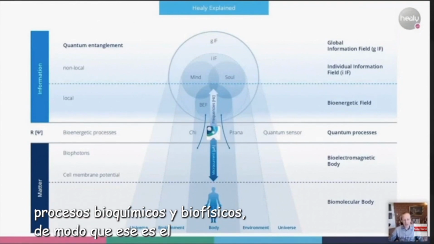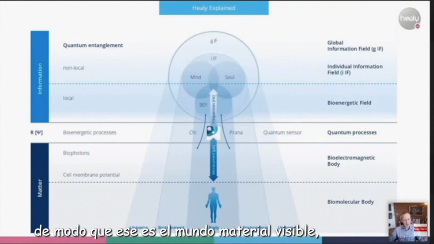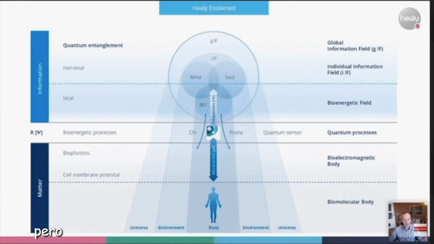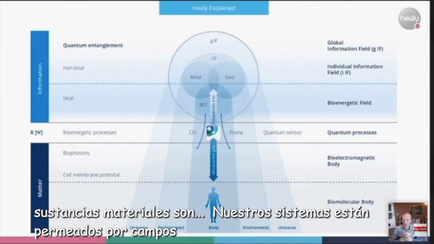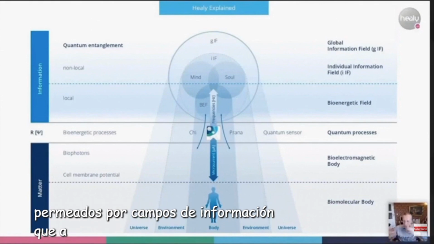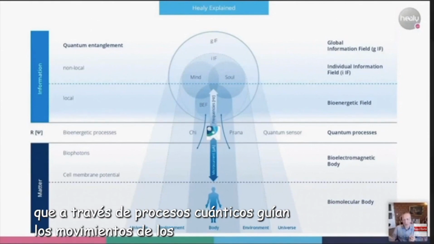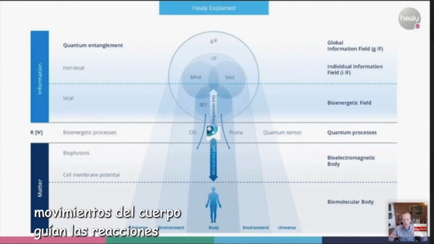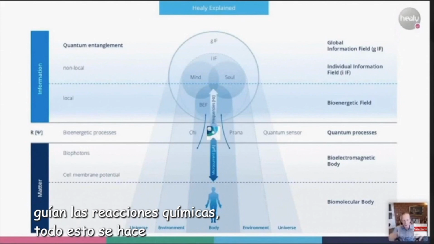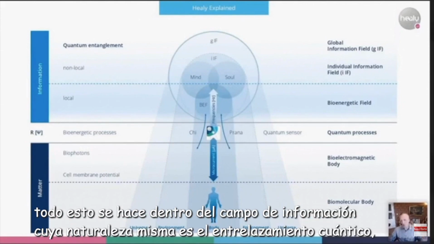So that's the visible material world. But on top of it, the material substances of our systems are permeated by information fields, which through quantum processes guide the movements of the electrons, the movements of the body, guide the chemical reactions. This is all done within the information field, whose very nature is quantum entanglement.